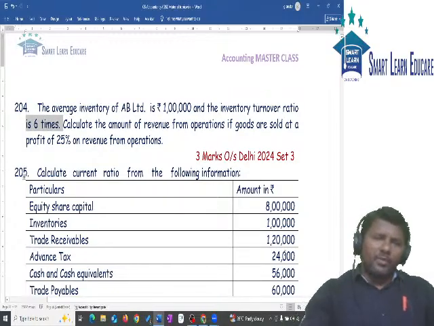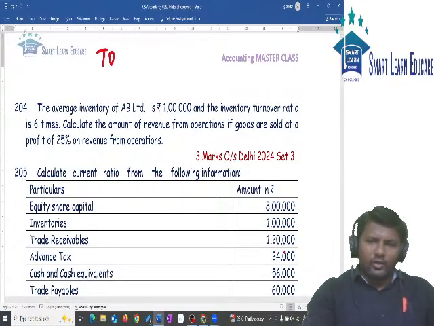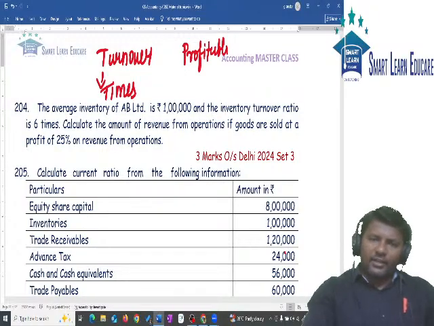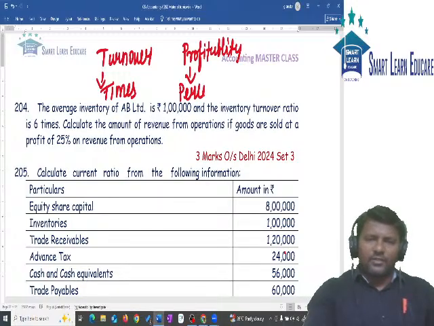Inventory turnover ratio. Remember, all turnover ratio will be expressed in terms of times. All profitability ratio will be expressed in terms of what? Percentage. T for T, அப்படி ஞாபகம் வச்சுக்கோங்க.